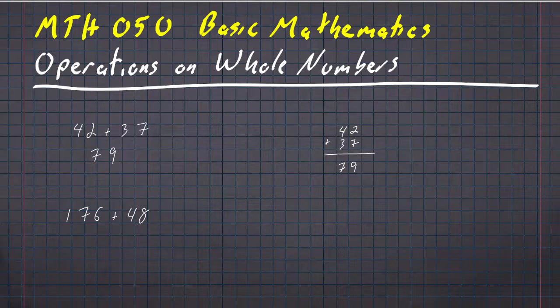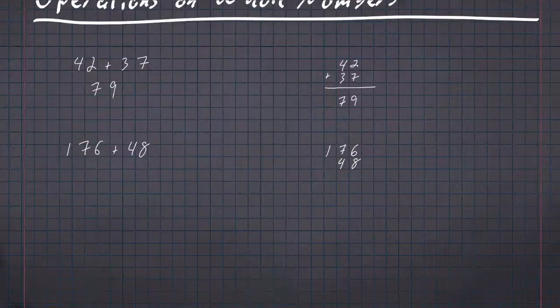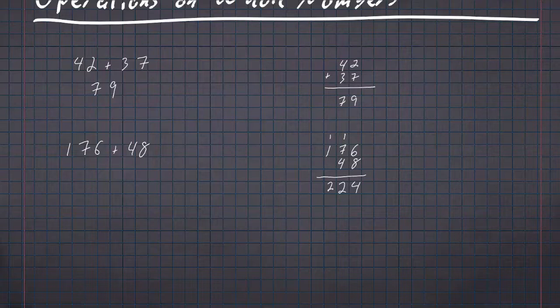Something a little bit more complicated: 176 plus 48. If you want to write these out in columns, be careful how you set it up so that the right-hand side of the columns line up. So we've got 6 plus 8, which is 14. I write down the 4 and I carry the 1. I have 7 plus 4, which is 11, plus that other 1, which is 12. I write down the 2 and carry the 1. Then I have 1 plus 1, which is 2. So 176 plus 48 is 224.